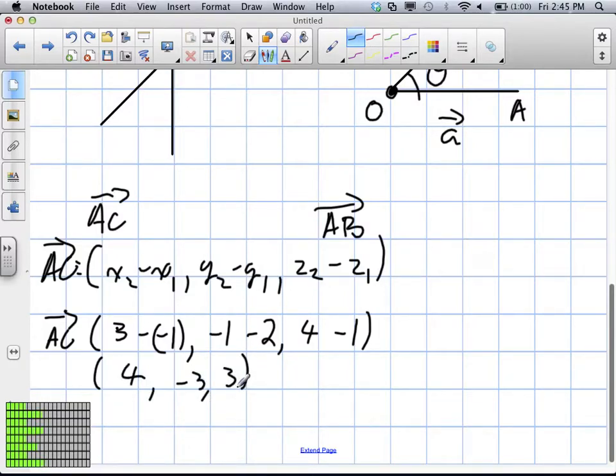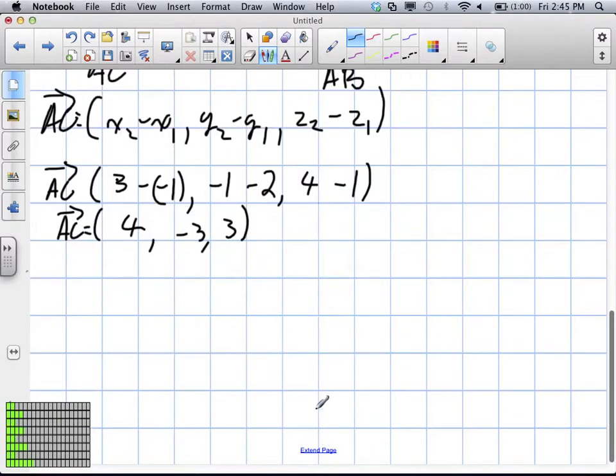Is that what they got on the other side? Yes, they did. So vector AC has the component values. Essentially what this is telling us is that if we were to make a projection vector from the origin, it would go from the origin to these 3 points. Okay? That's the idea of that. And the idea for B, same thing.